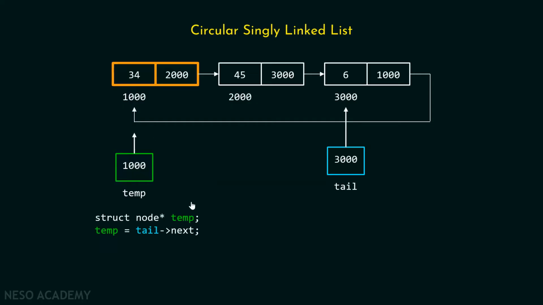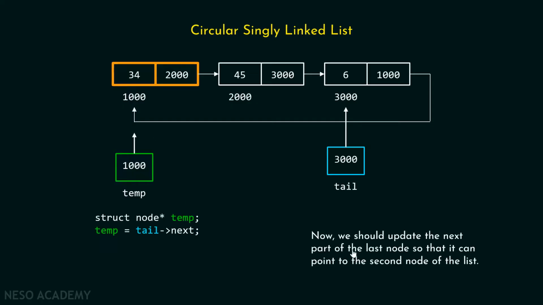That is why you can see over here the temp is pointing to the first node of this list, right? After this, we should update the next part of the last node so that it can point to the second node of the list, right? Obviously, we have to update the next part of this node so that it can point to this node, because after deleting, this node becomes the first node of this list. For this purpose, I'll put this line of code, that is tail next equal to temp next. As simple as that. Here we will update the tail next by temp next, which is 2000, right?